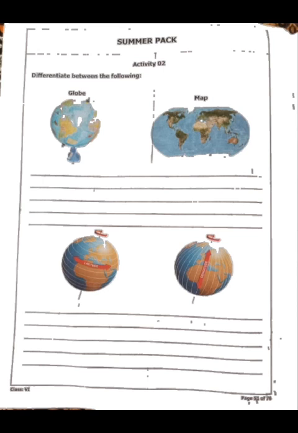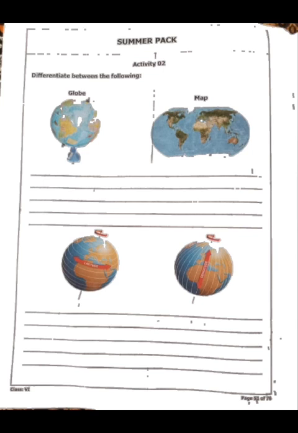Page 51, activity number 2: differentiate between the following. The difference between a globe and a map is that a globe is a three-dimensional sphere while a map is two-dimensional. The globe represents the whole earth, whereas a map may represent the whole earth or just a part of it.